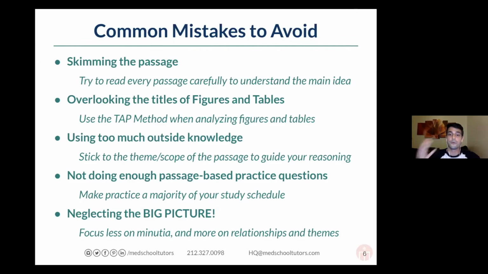Moving forward, not doing enough passage-based practice questions. Again, you're hopefully getting a theme here. It's not all about memorizing content. It is all about practice, and it is all about reasoning and getting better at that. So a big mistake on the prep side is not doing enough passage-based practice questions. In the students I work with, I try to make practice actually the majority of the study schedule. So I go for like a 70-30, 60-40 breakdown of practice versus content review.